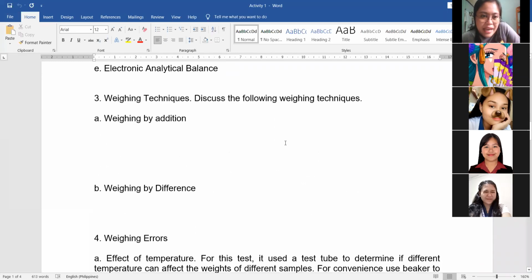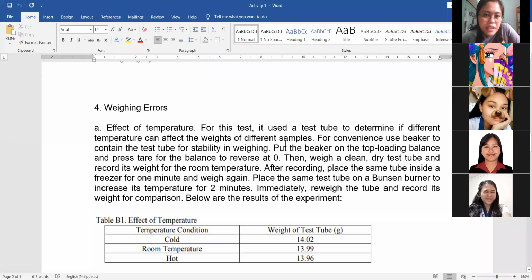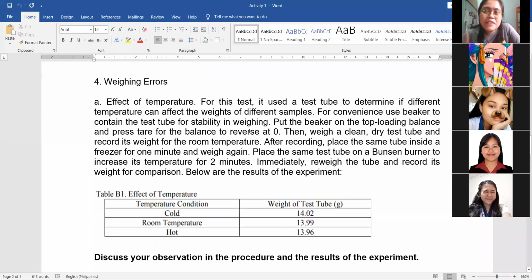Next, we have weighing techniques. In your activity, you have to discuss the following. How are we going to do the following techniques? First, weighing by addition, and then next, weighing by difference. So, that is what you will do this afternoon. And weighing error. In the activity, I have placed here experimental procedures.